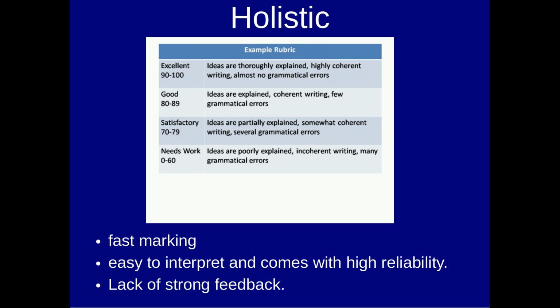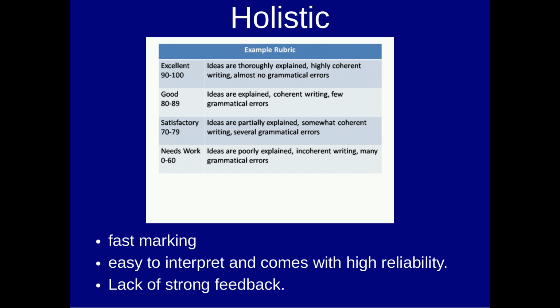Also, these rubrics are very easy to interpret, and because of their simplicity, they're actually considered to be highly reliable. This might seem counterintuitive because they're so subjective. But actually, because you have these broad categories, which, if you're familiar with statistics, we like to call bins, it's very easy for people to agree on a student's quality of writing.